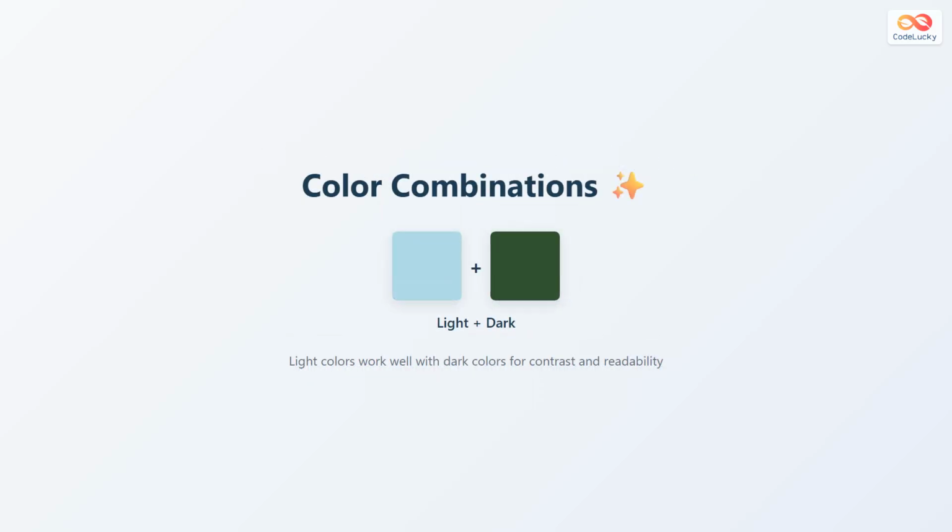Light and dark colors work very well together. When you combine a light color with a dark color, you create strong contrast. This contrast makes designs look more interesting and makes text easier to understand. For example, light blue paired with dark green creates a beautiful and easy-to-read combination. Remember, contrast between light and dark colors is very important in design and communication.